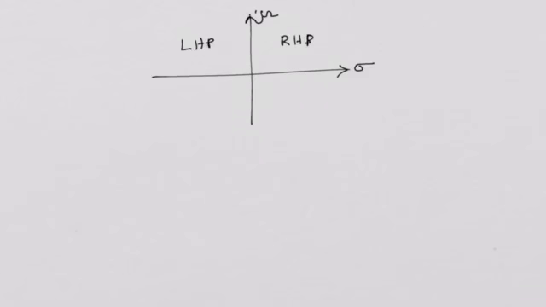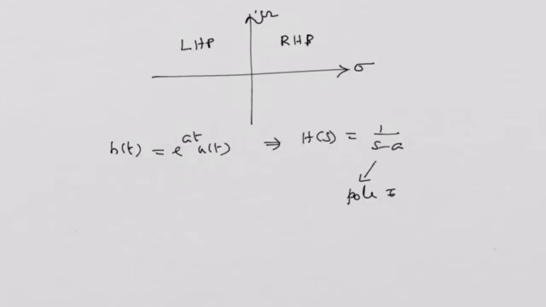The transfer function of a continuous time system, say for example when h of t is equal to e power a t u of t, if I apply the Laplace transform, will become simply 1 divided by s minus a. The transfer function will have a pole. What is the location of the pole? The pole is situated at s is equal to a.